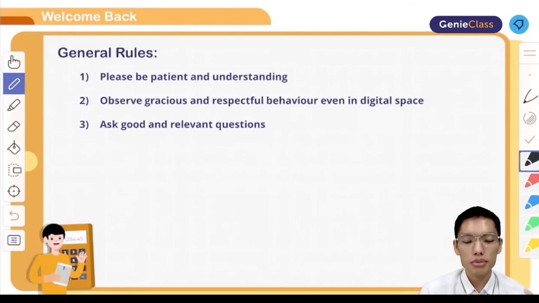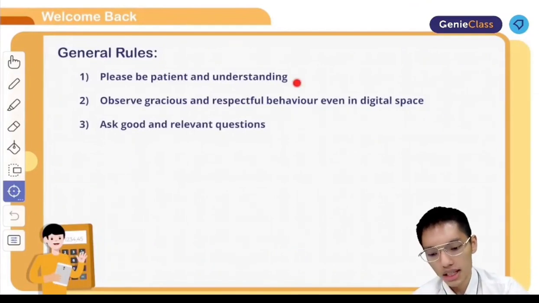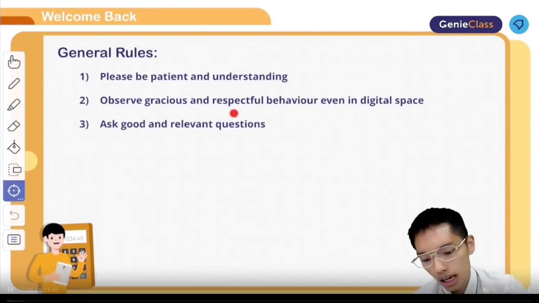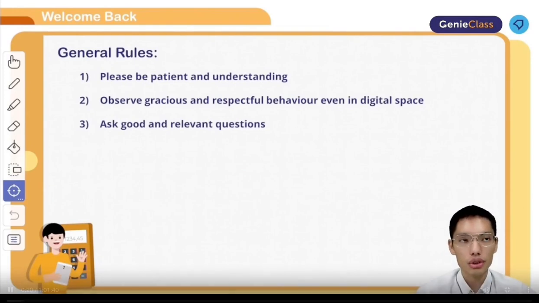Alright, so just some general rules as usual. Just be patient and understanding, gracious and respectful behavior even in digital space. So when you type certain comments, just be careful. And lastly, ask good and relevant questions for the topic today.